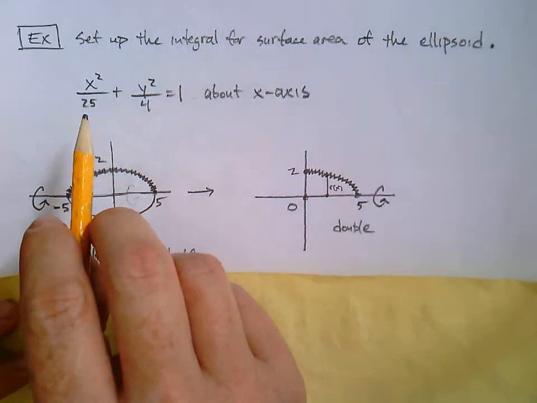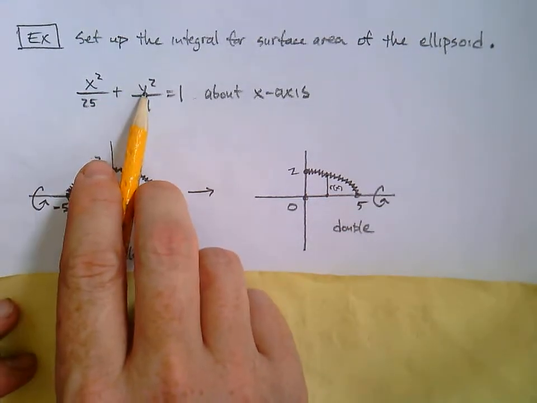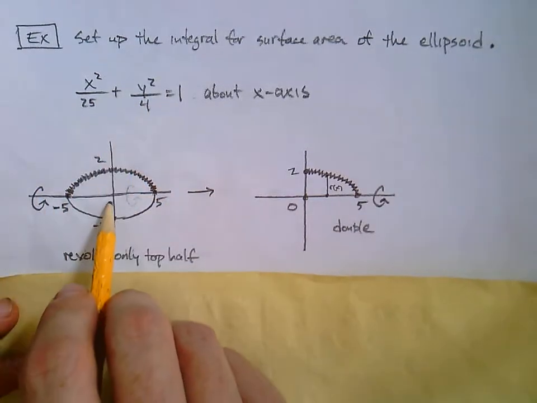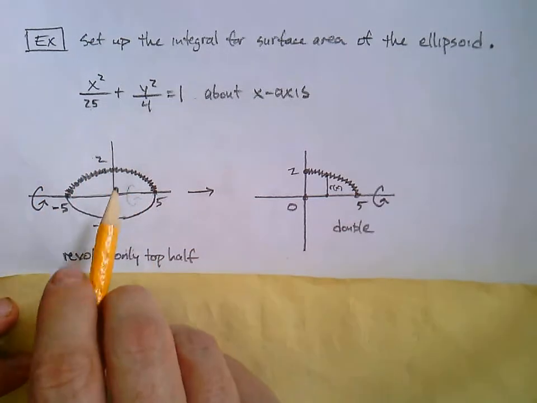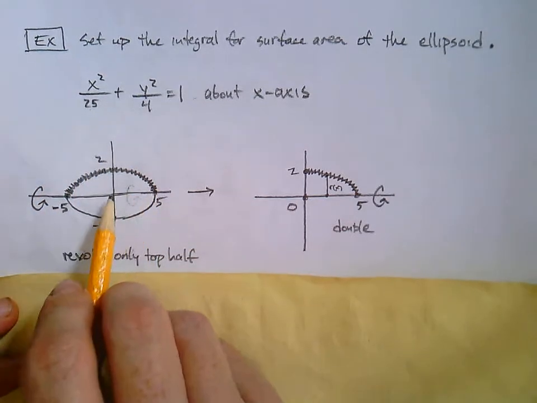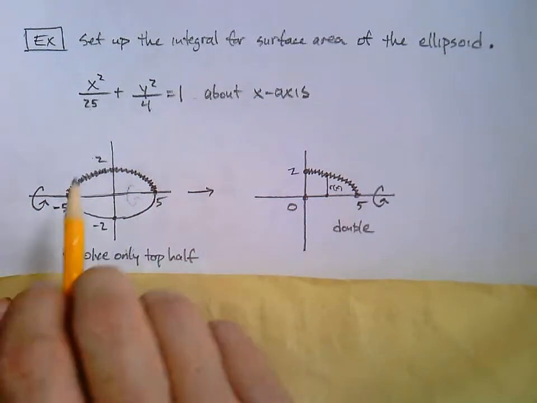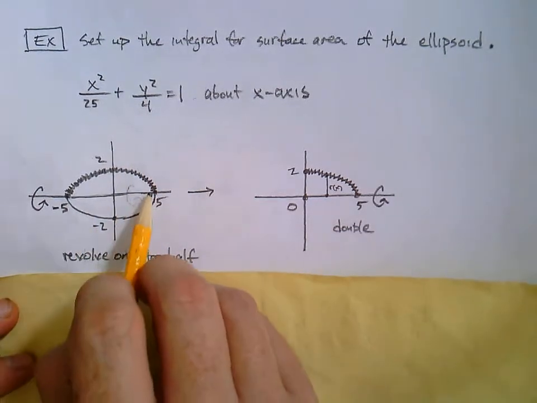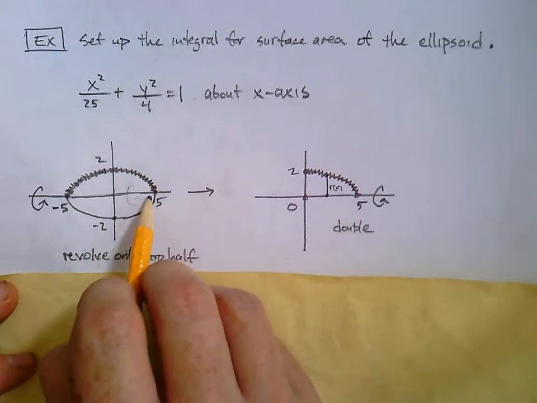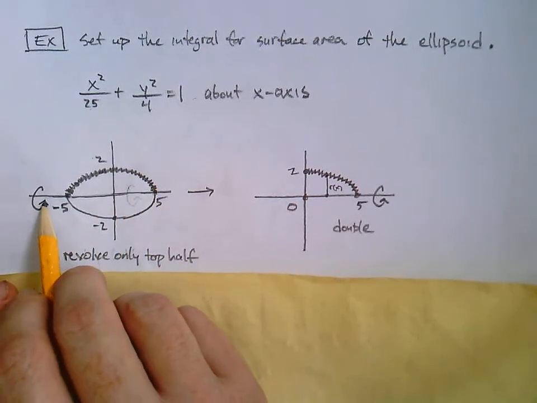Okay, so this ellipse, the origin is the center, 0, 0. That number, 25, tells us to move horizontally 5 in both directions. And the 4 here tells us to move vertically 2 in both directions. And we connect all of that. We got our ellipse. And we're going to think of spinning this about the x-axis.